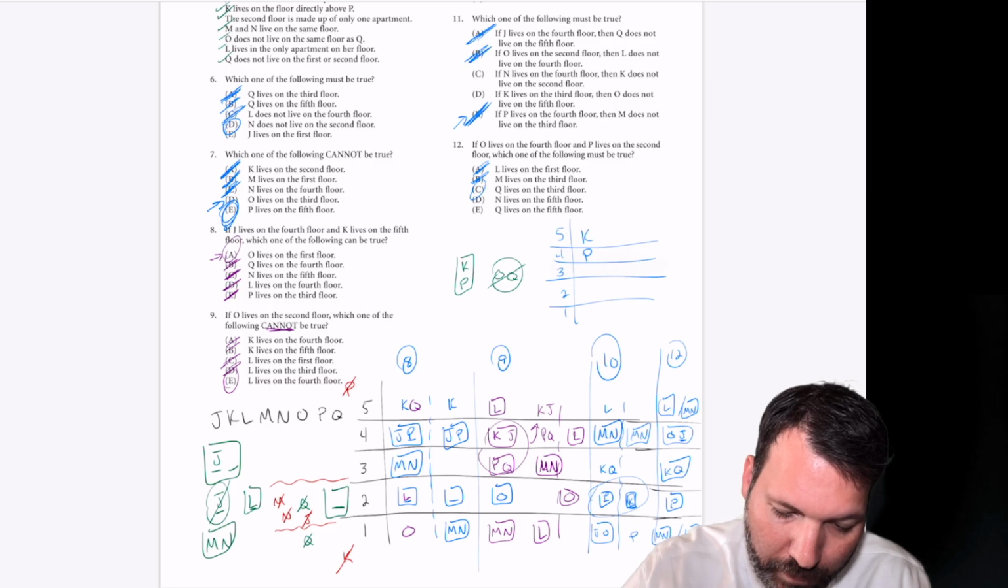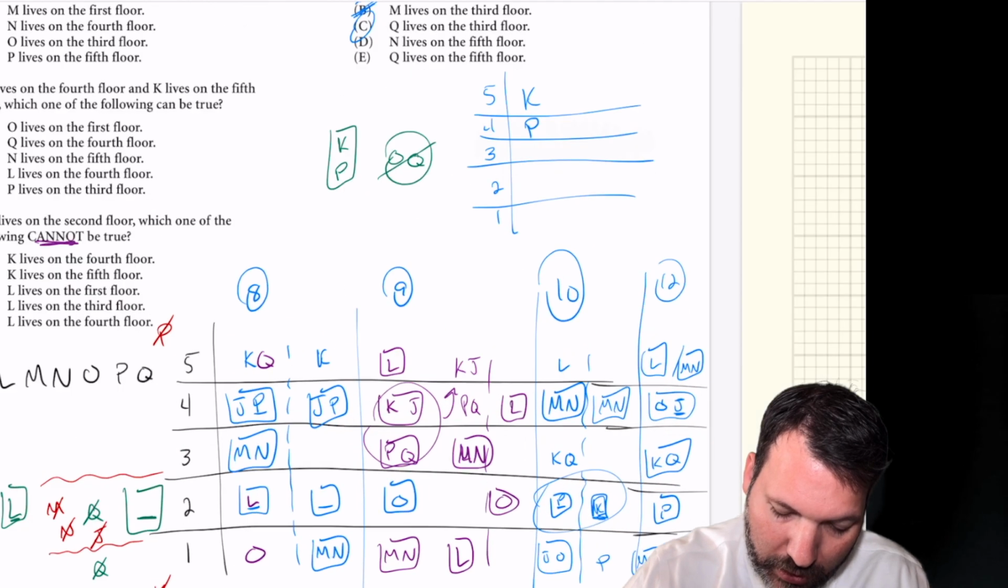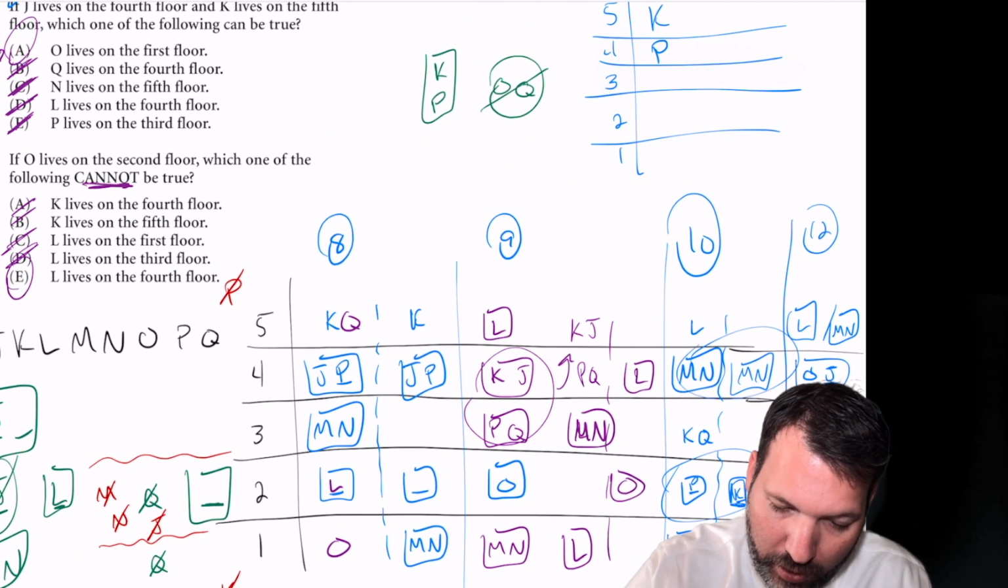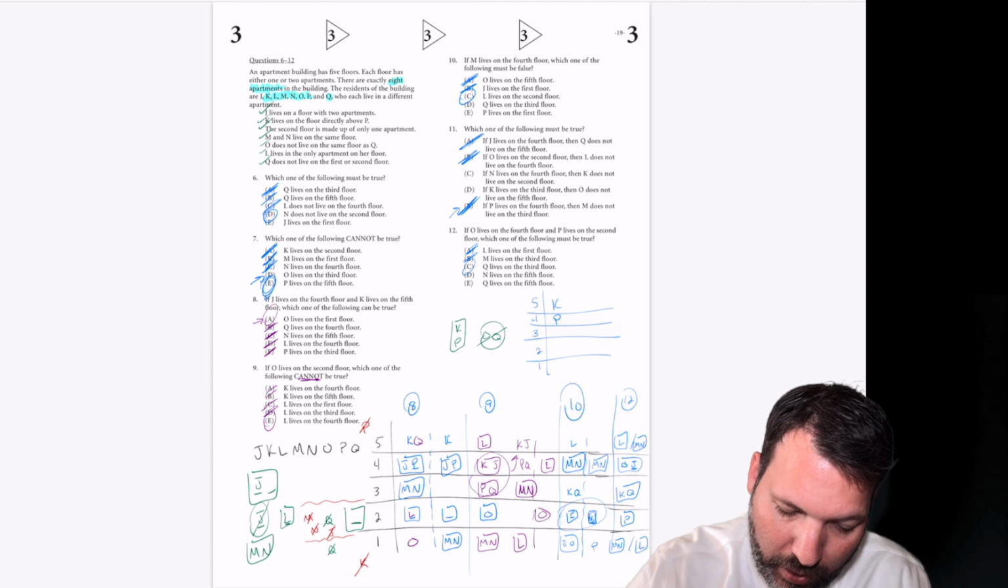So it can't be that. If N lives on the 4th floor, then K does not live on the 2nd floor. Now that's interesting, because we did have N on the 4th floor here, and then K was not. So let's think about this.